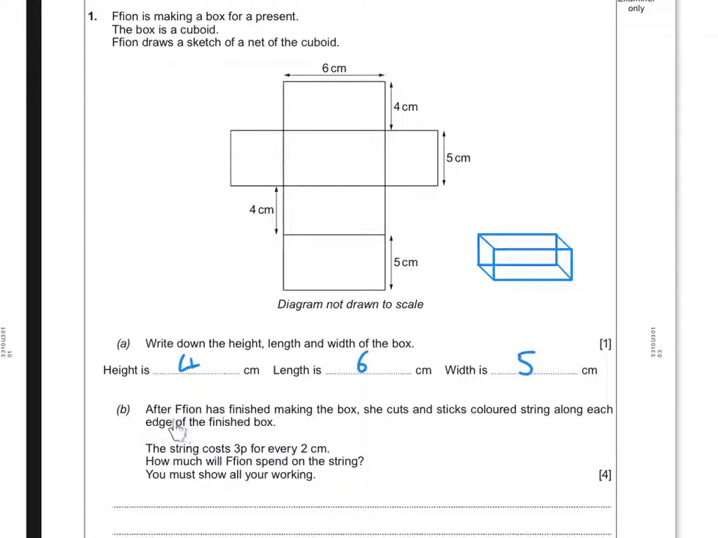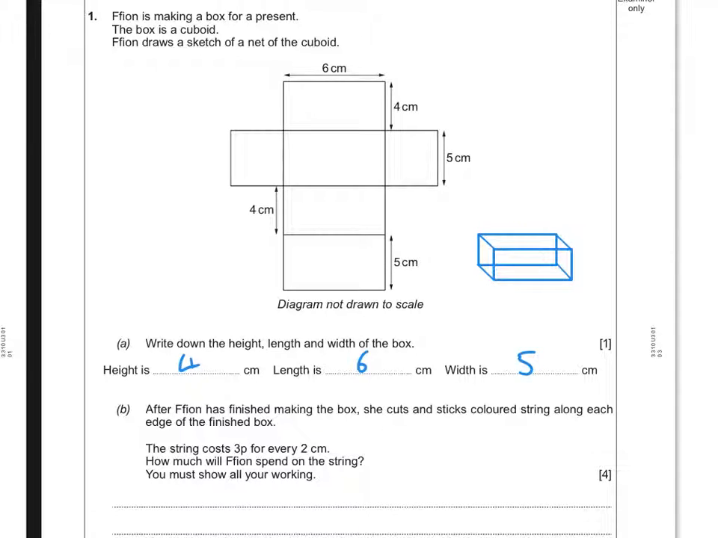For part B, it says, after Ffion has finished making the box, she cuts and sticks coloured string along each edge of the finished box. The string costs 3p for every 2 centimetres. How much will Ffion spend on the string? You must show all your work. So basically we're talking about string going along all of these edges, costing 3p for every 2 centimetres. So our first step is to work out the total length of all the edges.